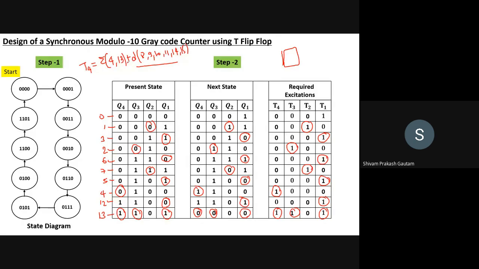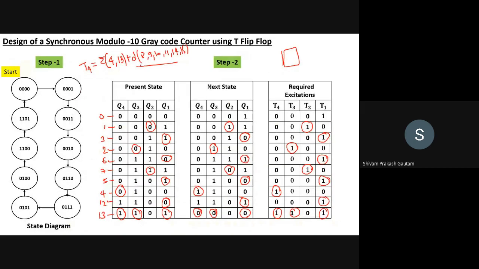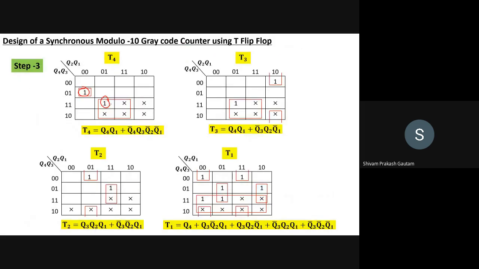So just see, for T4, at 4 and 13, we are having 1, and 8, 9, 10, 11, 14, 15 are the don't cares. So I think some mistake is there.